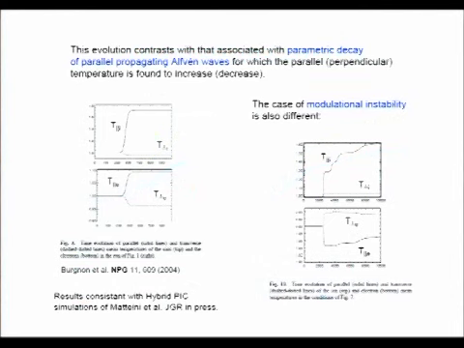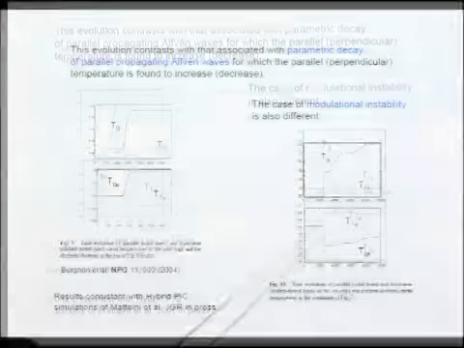So to show you the increase of the temperatures in the case of, for example, parametric decay of parallel propagating Alfvén waves, this is the opposite of what happens. The parallel temperature increases, the perpendicular temperature decreases, and for the electron it's in the same direction, which is consistent with results of Mattei et al. Again, for the modulation instability, this is different for the electrons.